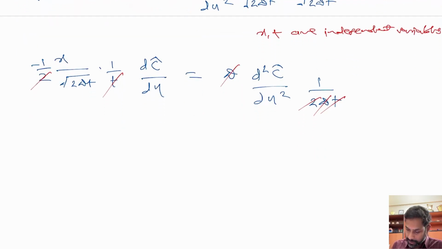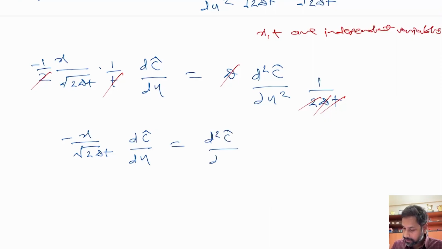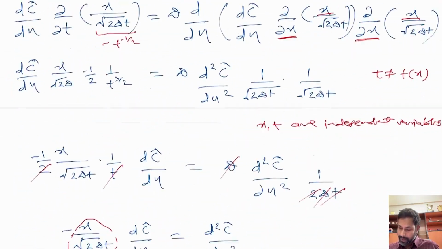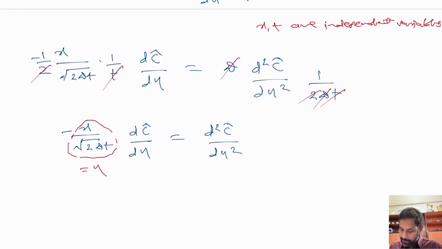Alright, so now the remaining equation we have is minus x over 2 dt d c hat d eta is equal to d square c hat over d eta square. Alright, these are the remaining terms we have, and now if you see carefully, this particular thing that you have here is actually equal to eta, right? That is how we have defined eta here, and that is why this equation can further be simplified.